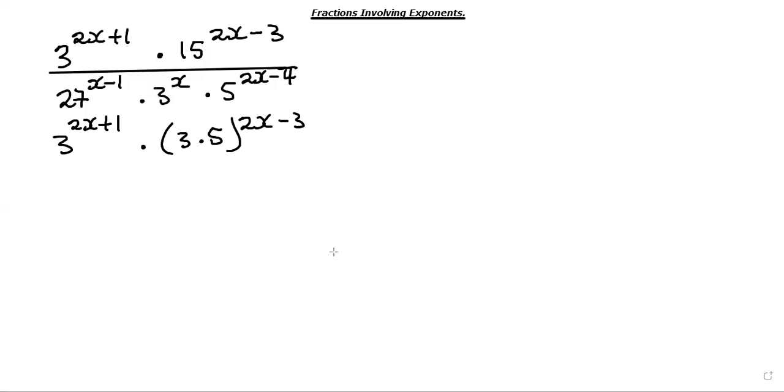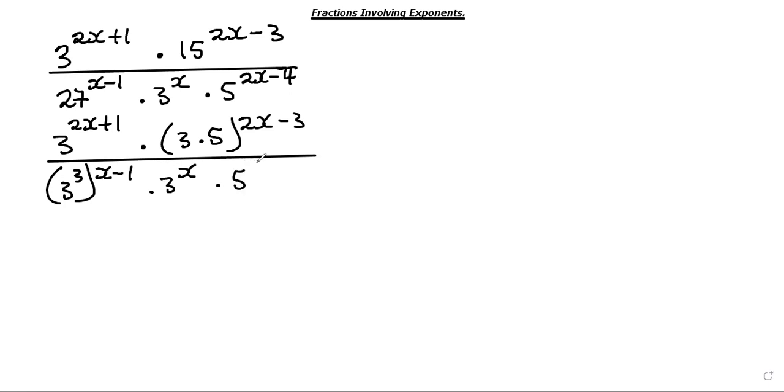Then you say everything is divided by what? So 27, we understand it's 3 to the power 3. So here you have 3 cubed, which is further raised to the x minus 1. You write the 3 to the x as it is. You write 5 to the 2x minus 4 as it is as well. So even in the numerator, you still write 3 to the 2x plus 1 as it is.